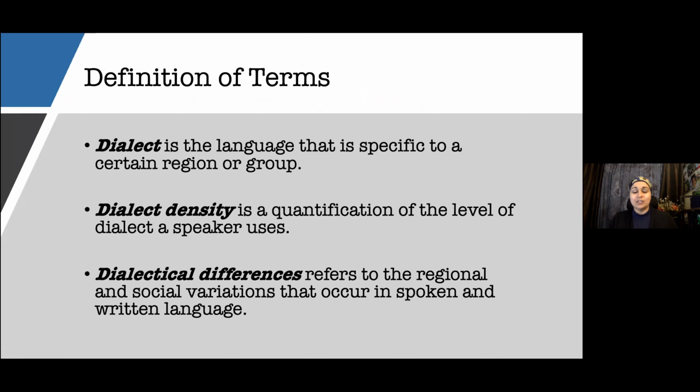So some basic definitions of terms. I always feel like it's good to go back to our roots because we sometimes forget the basic definitions. So looking at dialect is the language that is specific to a certain region or group. Dialectical density is the quantification of that dialect that the speaker uses. So some people use a little bit of the dialect in their speech. Some people have a thicker density, so they'll use it a lot more. Dialectical differences are the regional and social variations that occur. So it gets into more of our social personality.